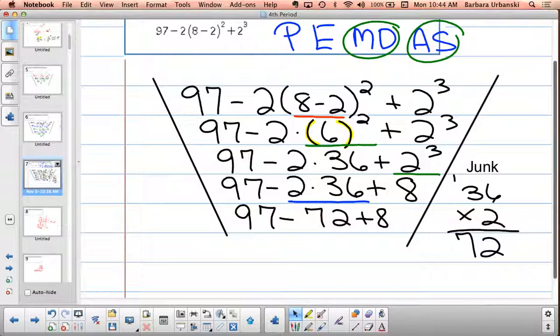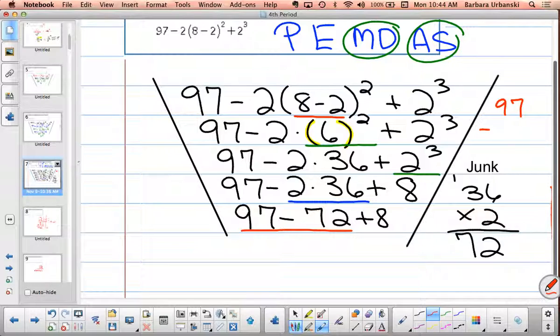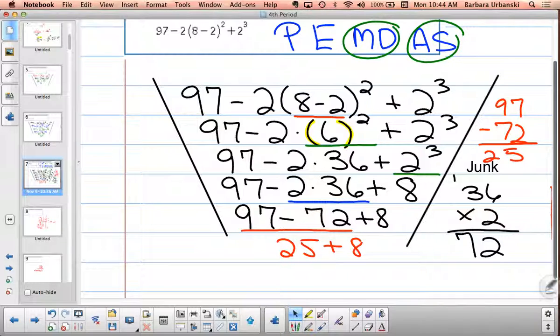Again, order of operations, no parentheses, no exponents, no multiplication or division. We do have addition and subtraction, so working left to right, whatever comes first. Again, they can go ahead and do this in their heads if they need to, or they can go and say, I've got 97, I need to subtract 72, and we have a 5 and a 2, we've got 25. So we're going to have 25 plus 8, and then our final answer will be the sum of 25 plus 8, which is 33.